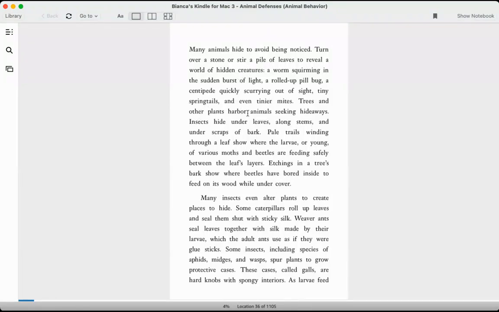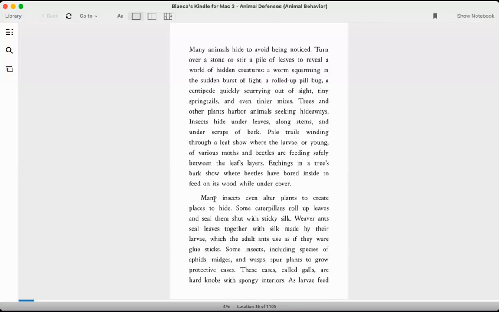Trees and other plants harbor animals seeking hideaways. Insects hide under leaves, along stems, and under scraps of bark. Pale trails winding through a leaf show where the larvae or young of various moths and beetles are feeding safely between the leaf's layers. Etchings in a tree's bark show where beetles have bored inside to feed on its wood while undercover.